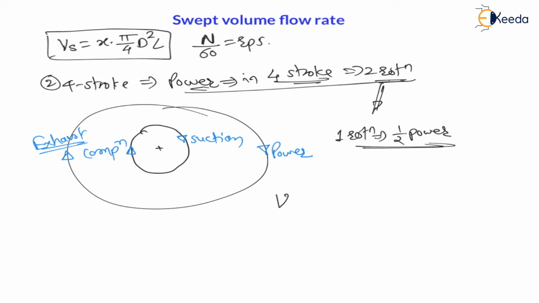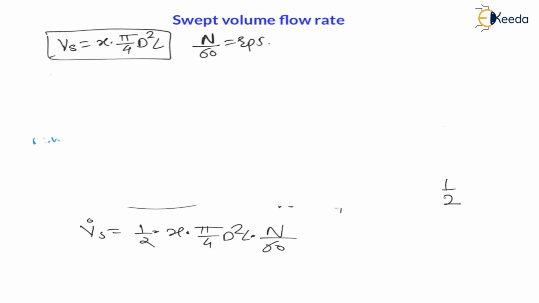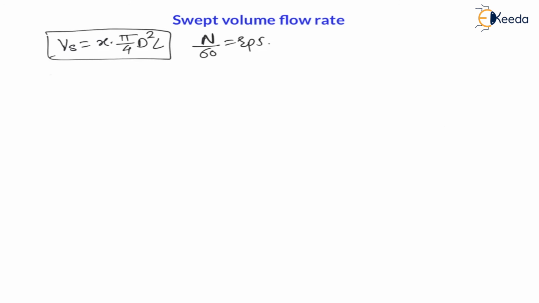So the swept volume flow rate is equal to x into pi by 4 d square L, this is meter cube, into N by 60. Now for one rotation half power, therefore multiply with 1 by 2. Therefore for a four stroke engine the swept volume flow rate is equal to 1 by 2 into x into pi by 4 d square L into N by 60. This is the swept volume flow rate. Similarly for a k stroke engine, likewise we can write for any number of stroke engine. We can write for a 6 stroke engine, for a k stroke engine, whatever may be the case.